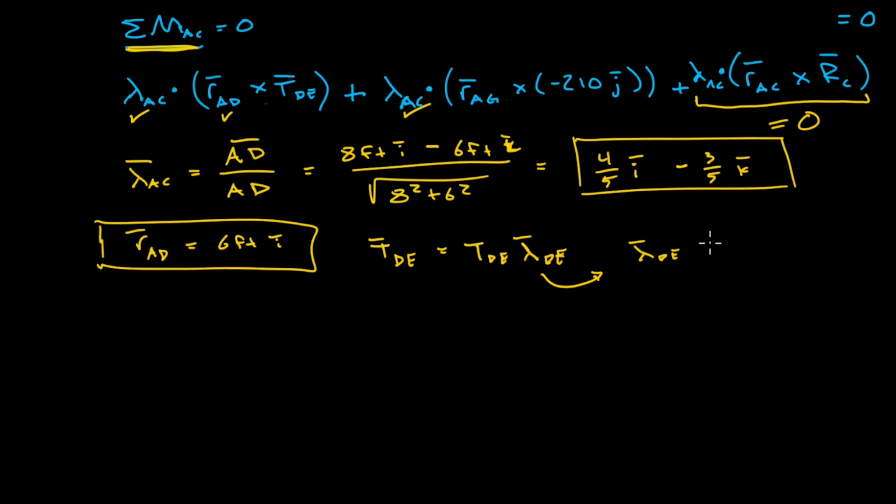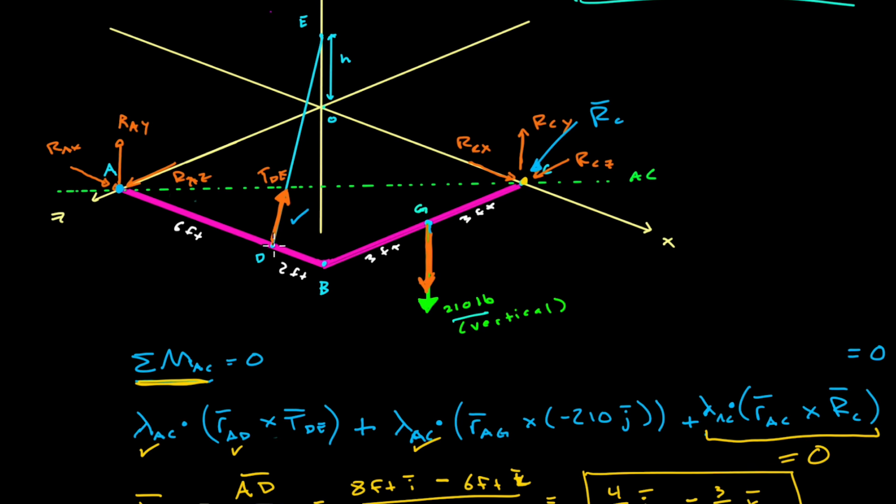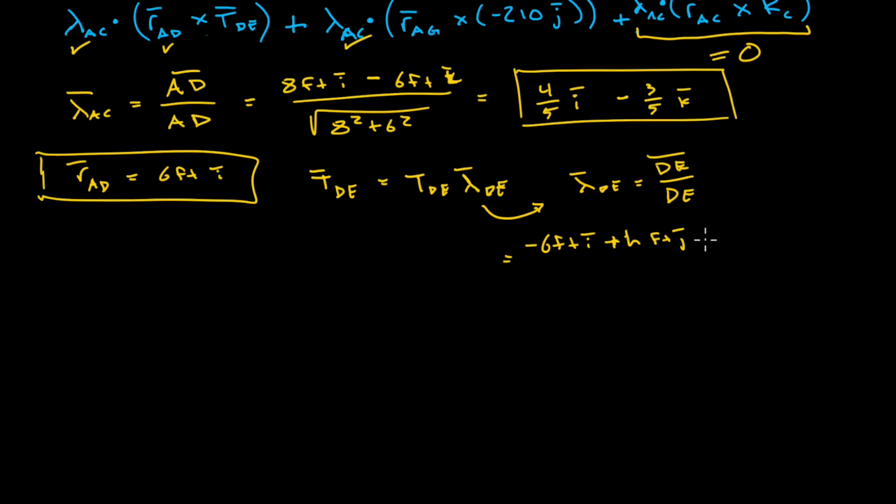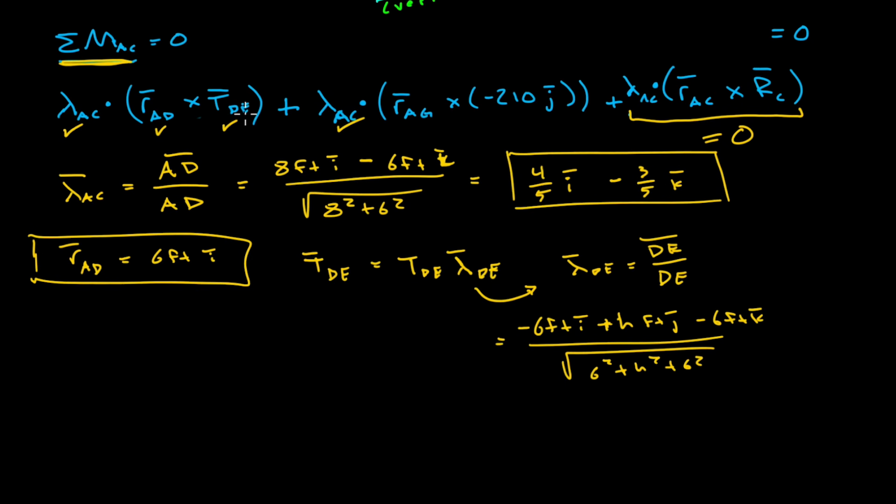Lambda DE is, again, just the vector DE divided by the magnitude. Same exact process that we used to find lambda AC. It's not quite as trivial, but we can still follow the same process and get to a result. So it's minus 6 feet along the I direction, positive h feet in the j direction, and then another minus 6 feet in the k direction to get us back to point E. And then we're going to divide all this by the magnitude. Okay, so that takes care of our TDE vector.